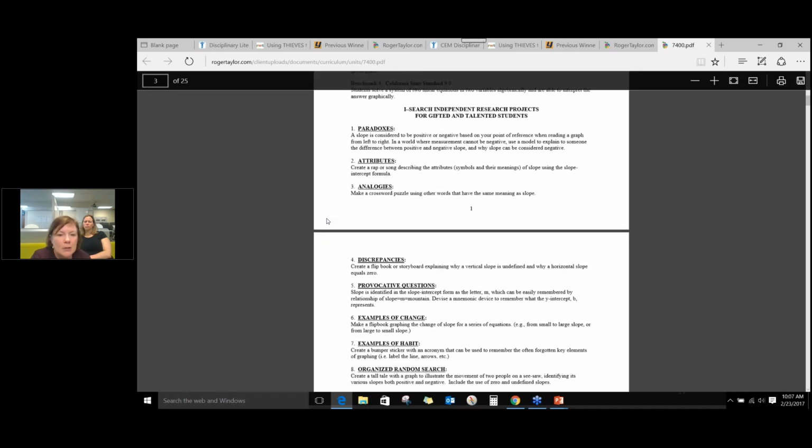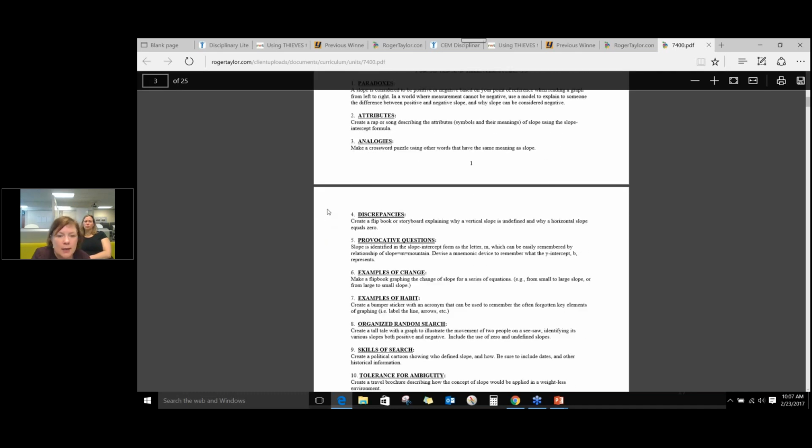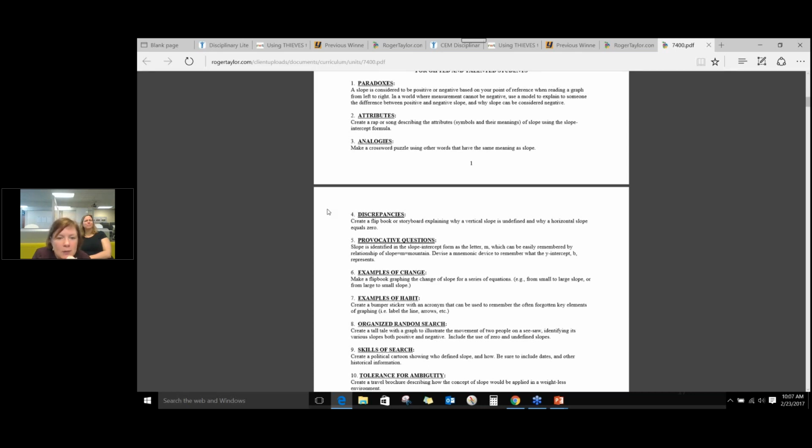But let me just read a couple of these. I'm sure that you guys can see them just as well as I can, maybe better than I can. So for provocative questions, number 5: slope is identified in the slope-intercept form as the letter M, which can be easily remembered by the relationship of slope M to mountain. Devise a mnemonic device to remember what the y-intercept B represents. So they're going to come up with a mnemonic device to help them remember that, just like you can for the slope.